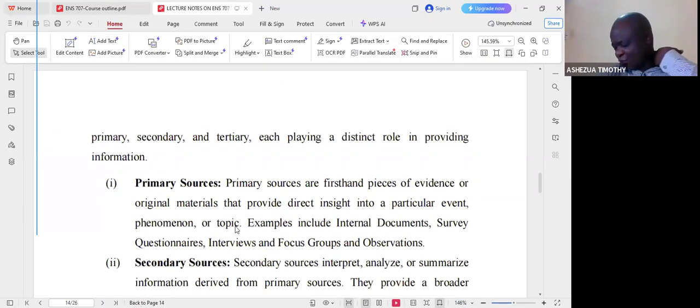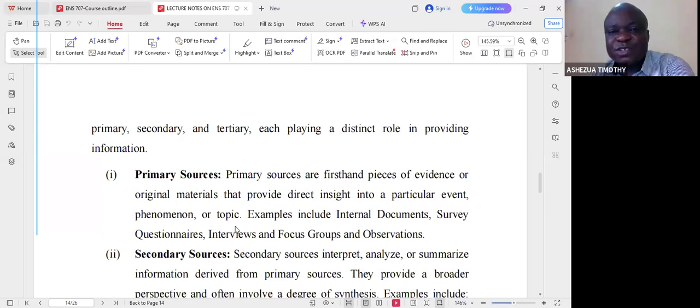One, the primary source of information. Primary sources are first hand. Please, you need to know the difference between these sorts of information: primary sources, secondary sources, tertiary sources. I know how to explain them. Primary sources are first-hand pieces of evidence or original materials that provide direct insight into a particular event, phenomena, or topic.